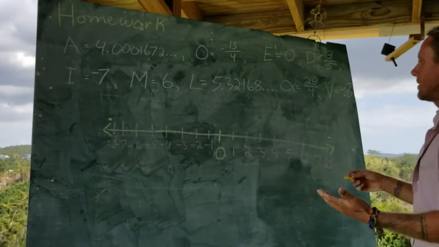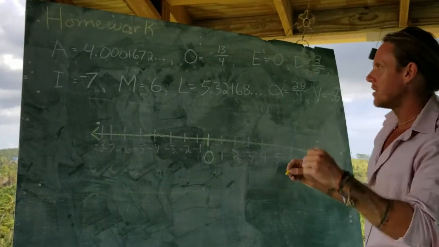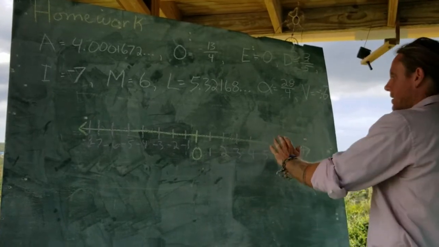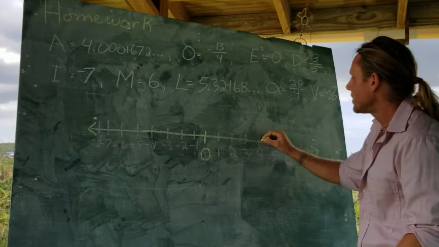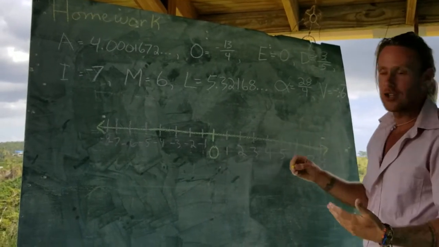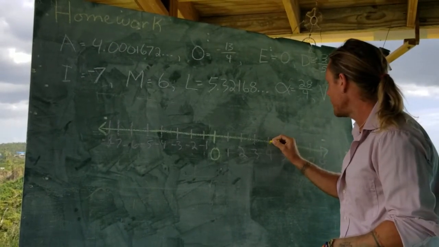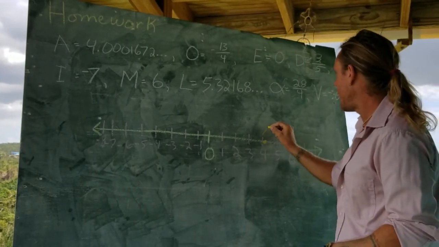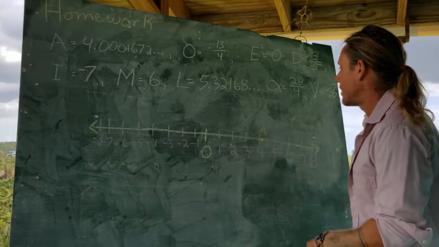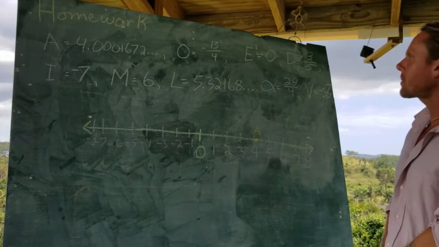Where would we plot this? Well, it's a little bit, a very little bit, on the positive side of 4. It's a little bit larger than just simply the integer 4. So for our purposes here, our precision here, we can simply plot this about right here. And so that is point A. Very good job. Let's look at the next one.